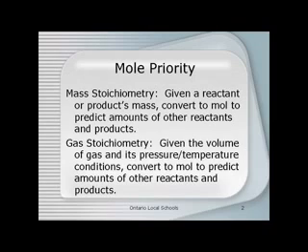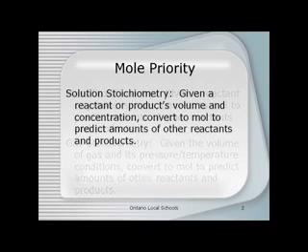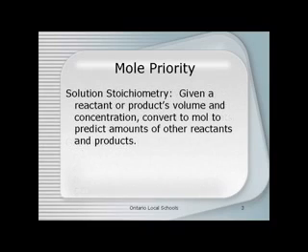In gas stoichiometry, we're given the volume of a gas and its pressure and temperature conditions, and we convert it to moles to predict the amounts of other reactants and products. And so these are the priorities: to get to the mole. As a reminder going into this, in solutions, if we're given a reactant or product's volume and concentration, we can convert to moles and use that to predict the amounts of other reactants and products in the reaction.